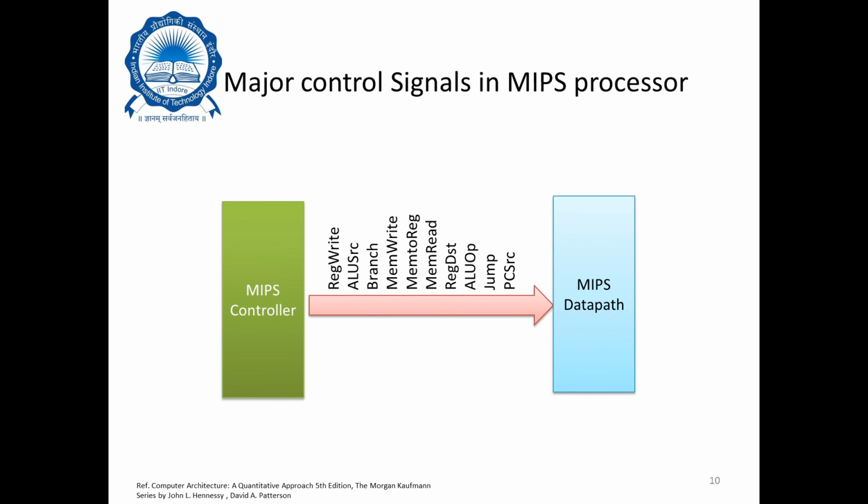Now let us have a look at what are the major control signals in the MIPS processor. The major control signals sent by the MIPS controller into the MIPS Datapath are reg write, ALU SRC, branch, mem write, mem to reg, mem read, reg DST, ALU operation, jump, and PC SRC. So keep in mind these are the major control signals that are sent by the MIPS controller into the MIPS Datapath.